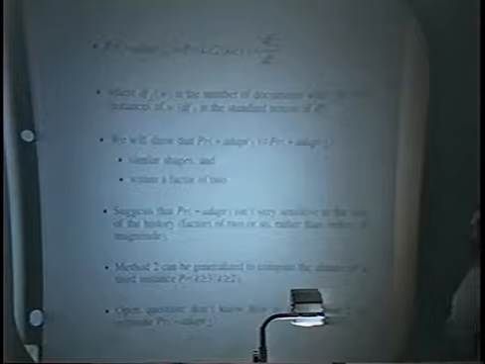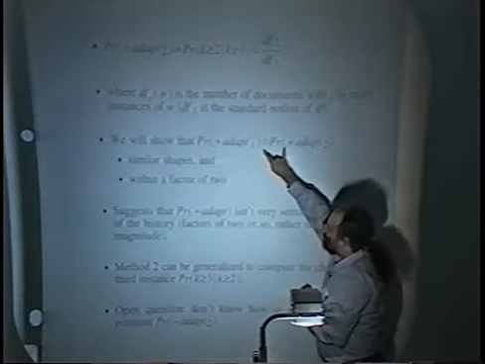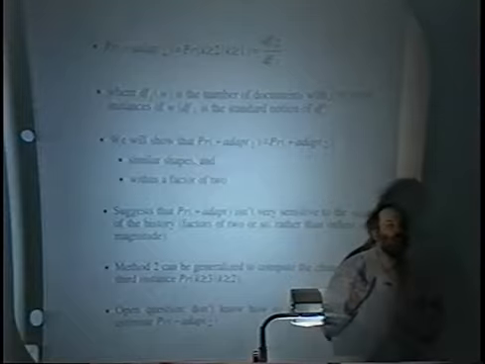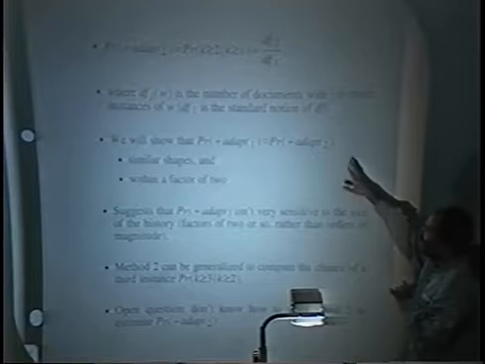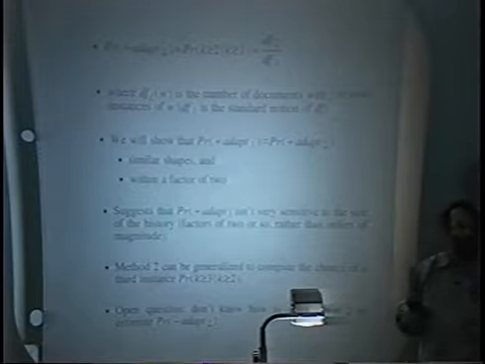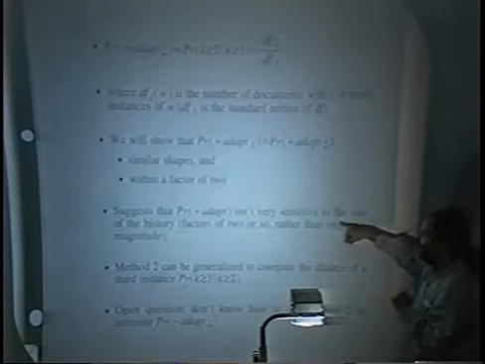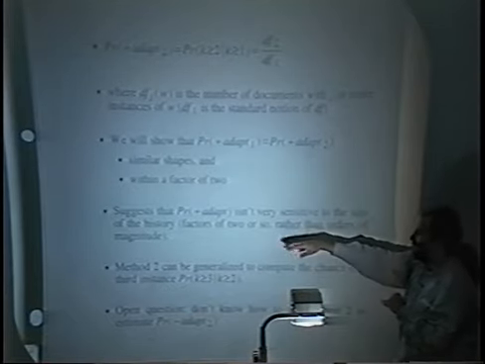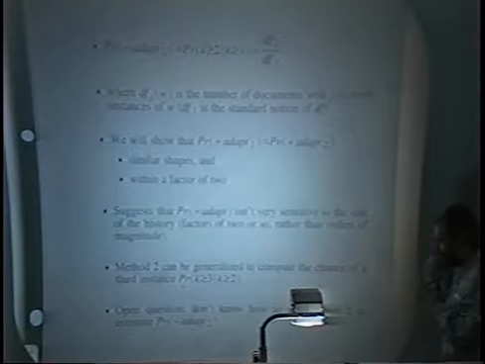And what I'm going to show is that the 2 methods of adaptation are quite close. That is, they're quite similar shapes, and they're within a factor of 2, roughly, of one another. And this suggests, this method 2 doesn't really say anything about how large the history is, it kind of averages over all histories. And so it suggests that this positive adaptation isn't all that sensitive to the sizes of the history, factors of 2 or so, rather than orders of magnitude.